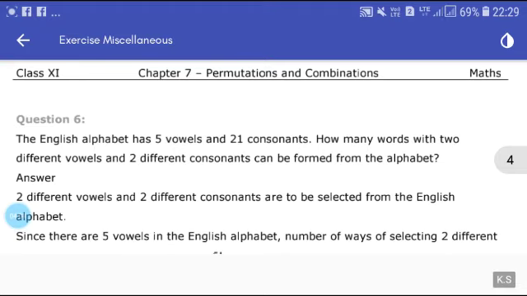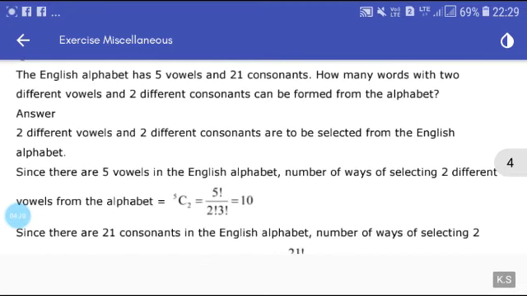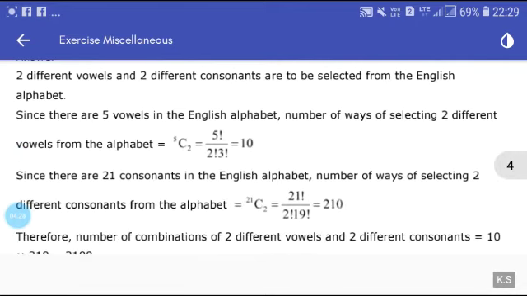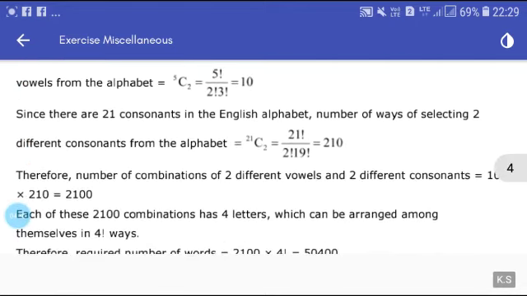See, this is also very easy. 2 different vowels and 2 different consonants are to be selected from the English alphabet. Since there are 5 vowels, the number of ways of selecting 2 different vowels is 5C2, which becomes 10. There are 21 consonants, so the number of ways of selecting 2 different consonants is 21C2, which becomes 210.